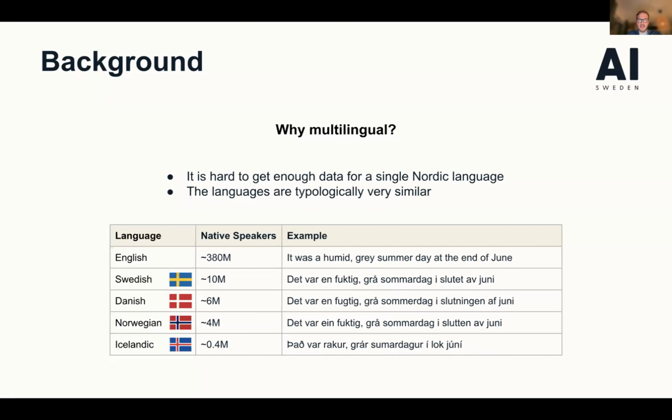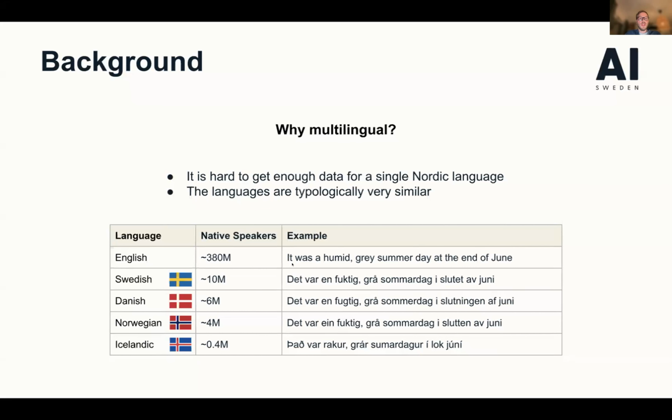And I added an example sentence here in multiple languages. In English: it was a humid, gray summer day at the end of June. Just to give you an impression about the languages we're talking about, in Swedish, it's something like "det var en fuktig grå sommardag i slutet av juni." So you see some similarities. Summer day, for instance, is sommardag.